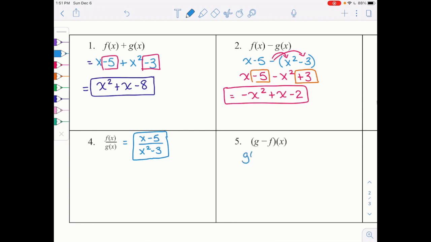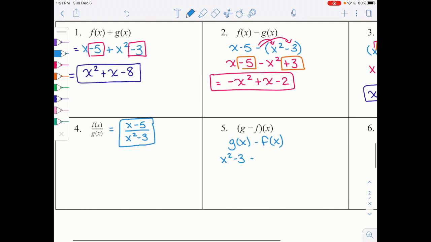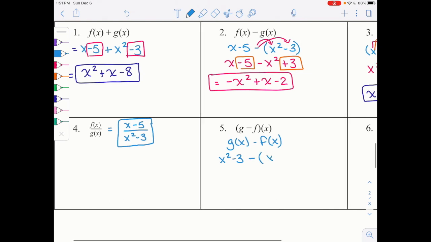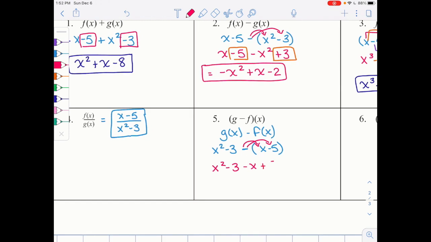For here, they want you to do g of x minus f of x. Don't get tripped up by that notation. It's nothing too special. It just means g minus f. So g of x is x squared minus 3, and I'm going to minus the whole function f of x, so I need parentheses around it. Distribute our negative, leaving us with x squared minus 3 minus x plus 5.